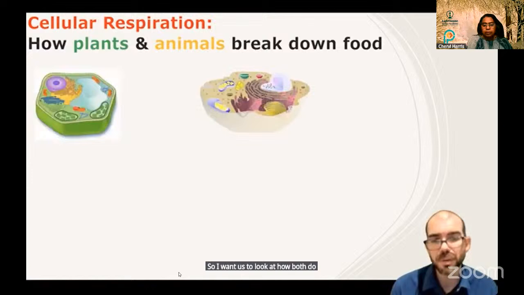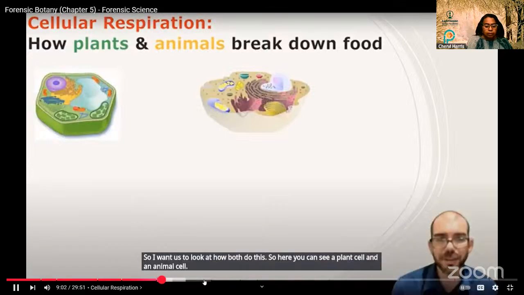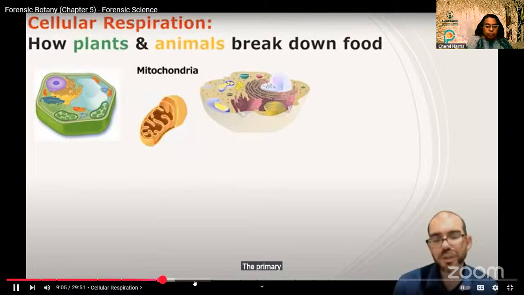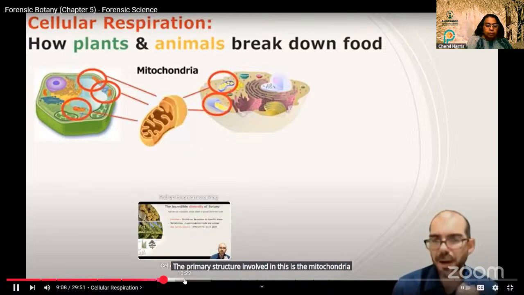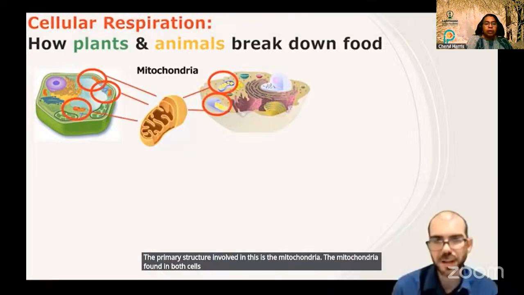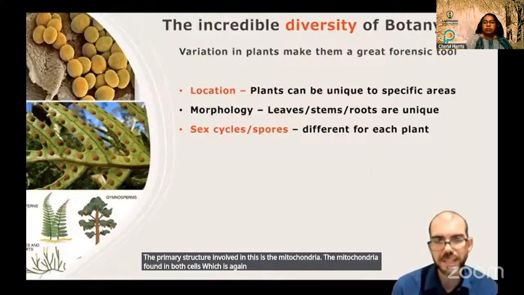So here you can see a plant cell and an animal cell. The primary structure involved in this is the mitochondria. The mitochondria are found in both cells, which is again another useful identification tool.